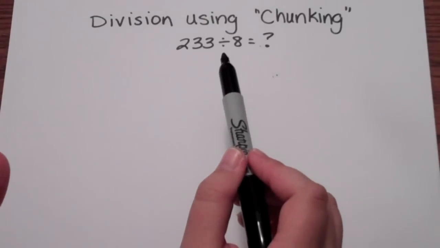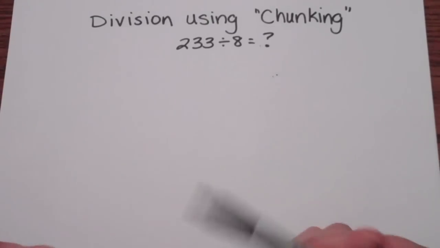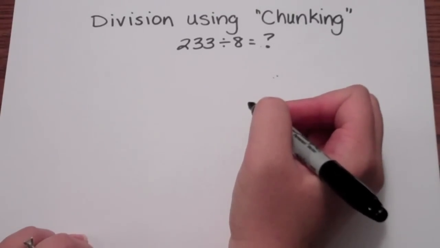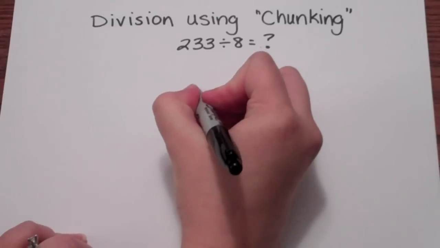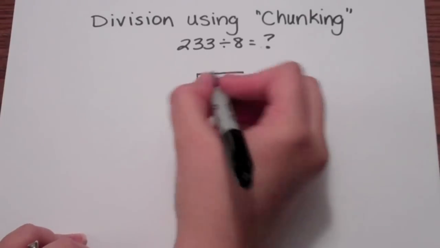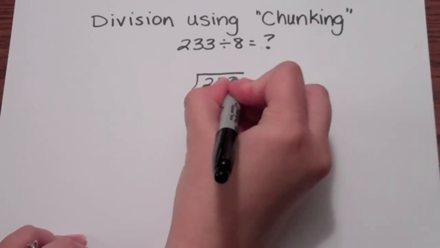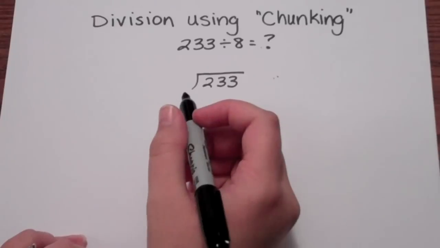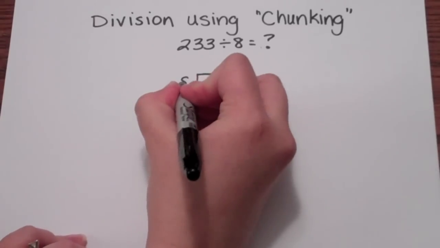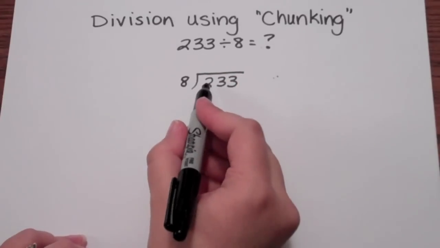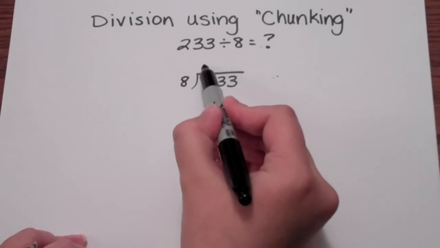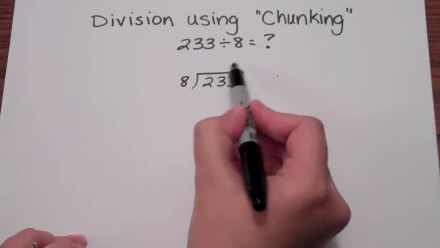I don't know what that number is off the top of my head, so we need a strategy to divide it out. So the first thing we need to do is put the division problem in the correct format. I'm going to use my little house here. I'm going to put the dividend, or the larger number, inside the house, 233, and I'm going to put the divisor, or the number of groups, outside the house. So now I want to know what 233 divided by 8 is. And the answer, or the quotient, is going to go up here on top of the house.